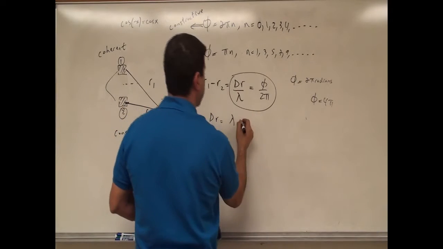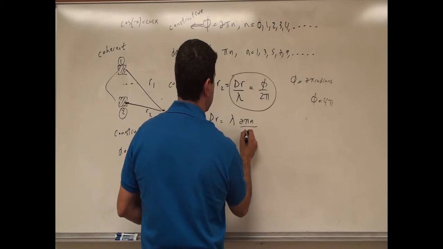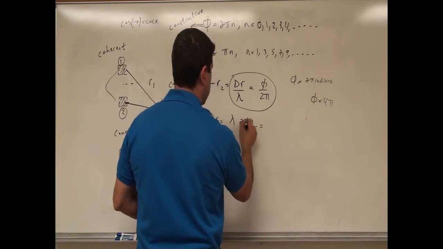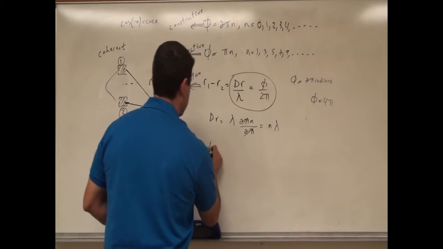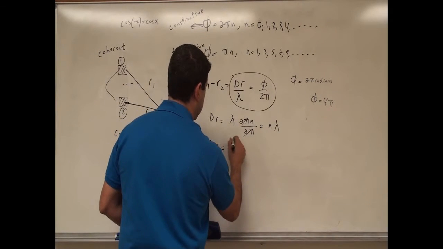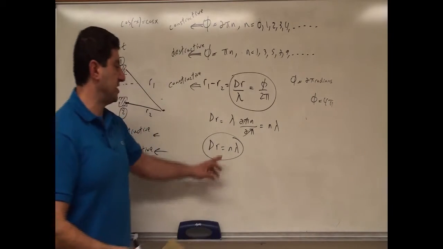We could put 2 pi n over 2 pi, and then this one cancels this one, and you get n lambda. So dr is equal to n lambda. This is usually the way that you will see it expressed.